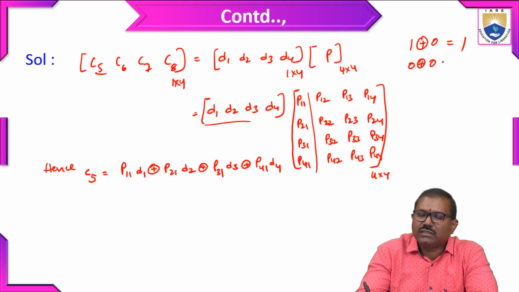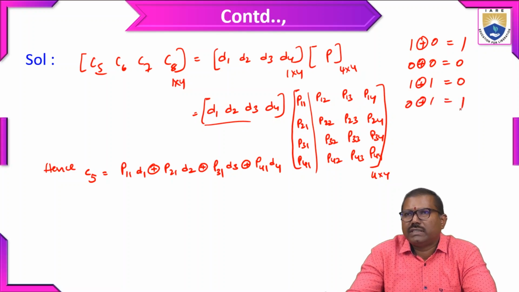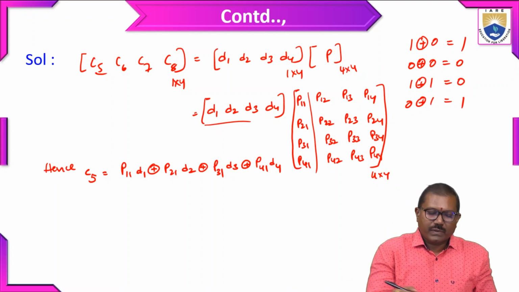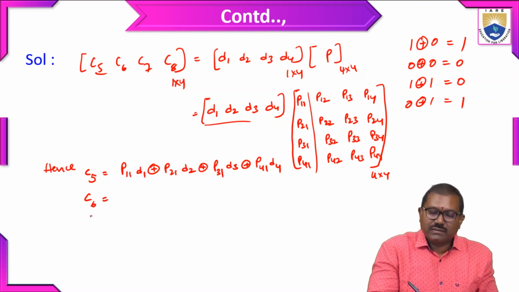0 XOR 0. What you got? 0. Okay. And again 1 XOR 1. What you got? 0. 0 XOR 1. You got 1. In this way, we are going to generate. So already you know this one. Okay. And next one is C6.